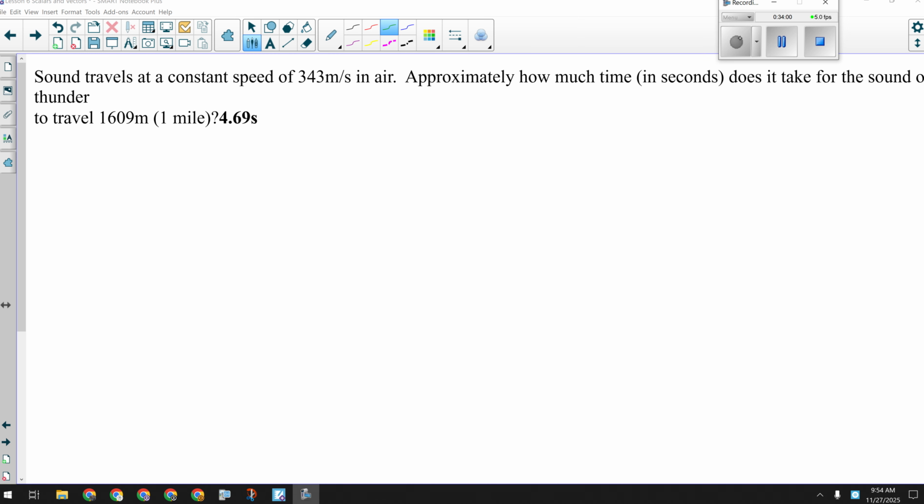All right, so speed of sound in air at room temperature is 343 meters per second. Yesterday I told you the speed of sound was 330 meters per second, which is also true at 0 degrees Celsius. The actual temperature of the air increases the speed of sound. Okay, so we have speed of 343 meters per second. Okay, how much time in seconds will it take thunder to travel 1,609 meters? That's 1 mile. Okay, 1 mile is 1,609 meters. Okay, so that'll be our distance.